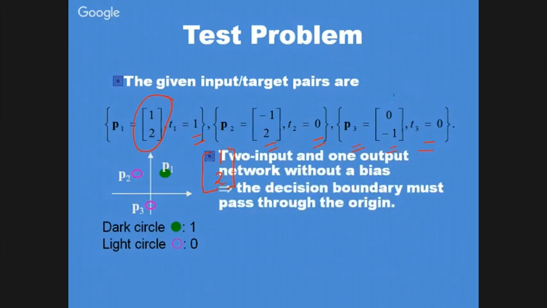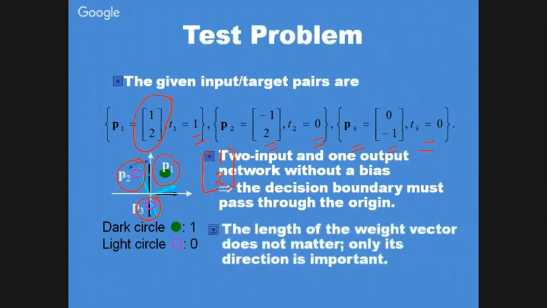Now this is a 2 input and 1 output network without a bias. We have not given any bias this time. Without a bias, that means there will be 2 inputs and 1 output every time. The decision boundary must pass through the origin, as I have shown: the point is 1 and 2, that means target is equal to 1. For P2 target is equal to 0. For P3 target is equal to 0. As I showed in yesterday's class how to draw the decision boundary, that I have also told you, right? So the decision boundary should pass through the origin, right?